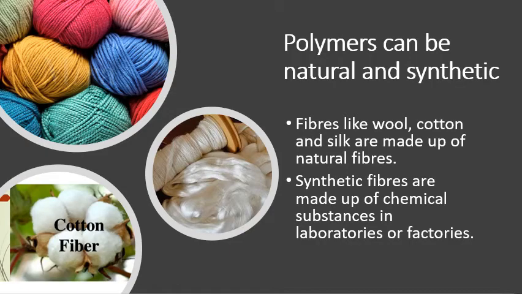Next, let us talk about natural and synthetic fibers. Fibers like wool and silk. You can also take the example of cotton. They all are natural fibers. We get them from nature. When we talk about synthetic fibers, they are made up of chemical substances and they are manufactured in laboratories or factories.